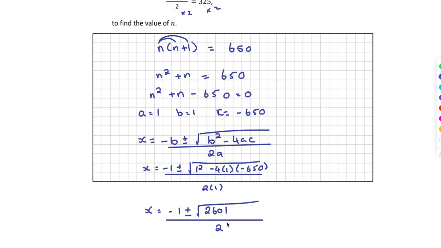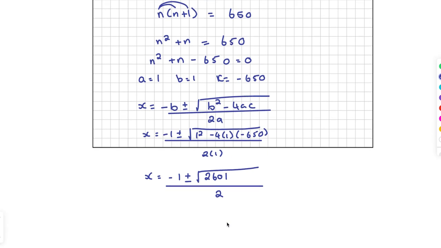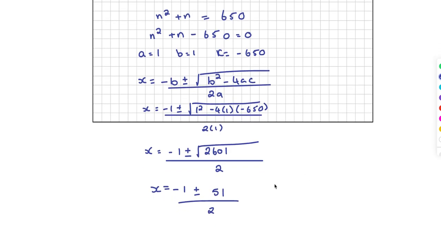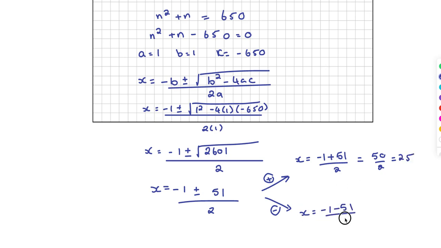I want to get the square root of 2,601, which works out to be quite a nice number: 51. So we get minus 1 plus or minus 51 all over 2. You now split it into your two parts, your plus version and your minus version. When it's a plus, we'll get minus 1 plus 51 all over 2, so 50 all over 2, which is 25. With the minus version, I'm going to have minus 1 minus 51 all over 2, which is minus 52 all over 2, which leaves me with minus 26.